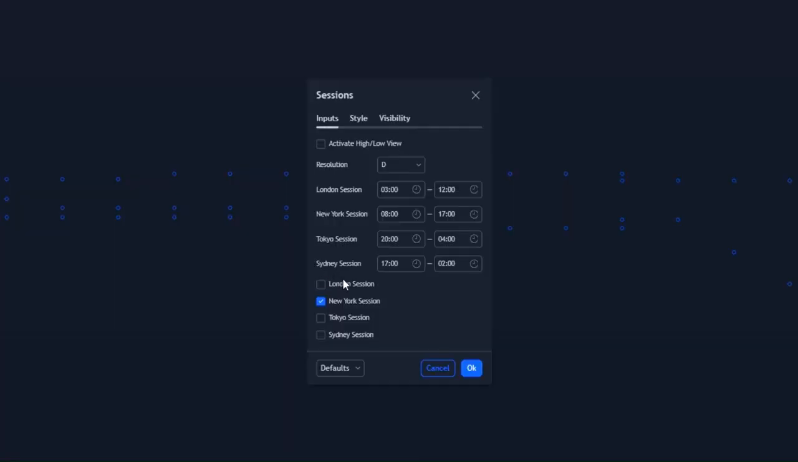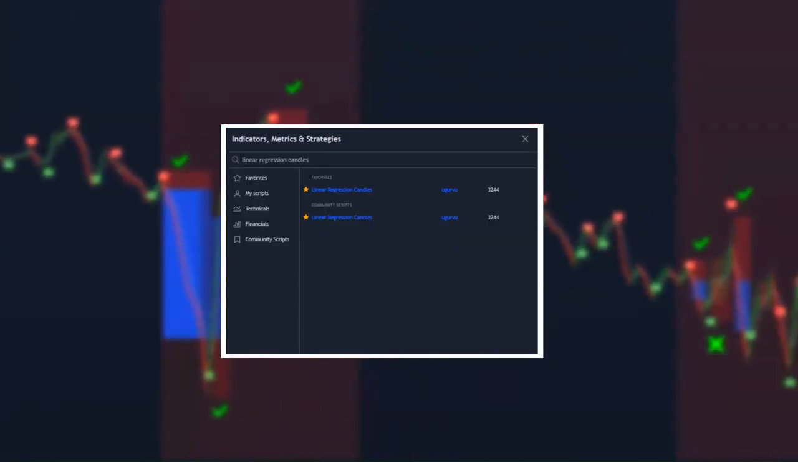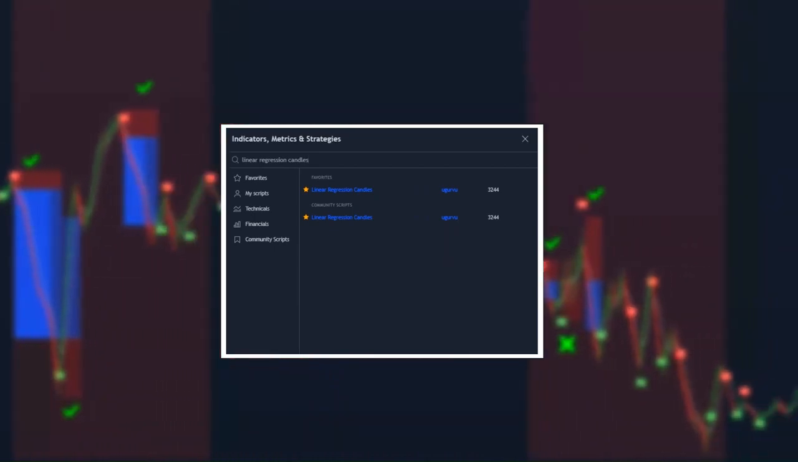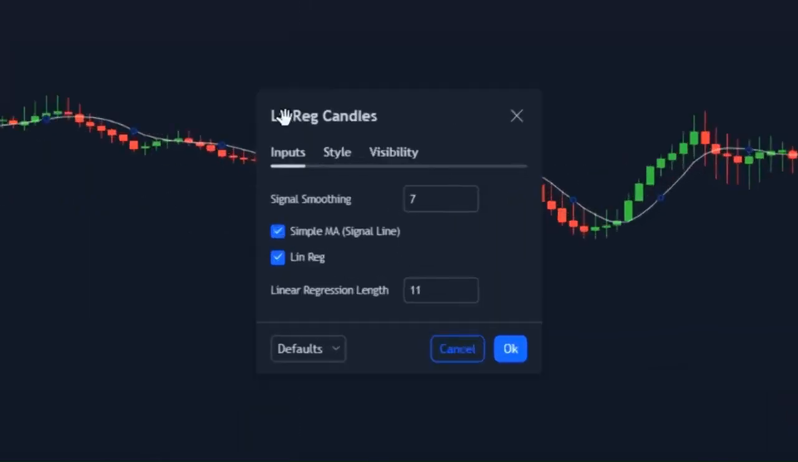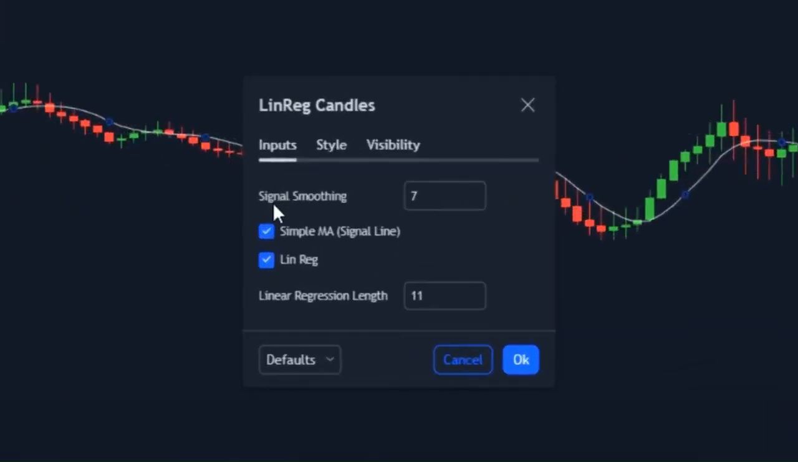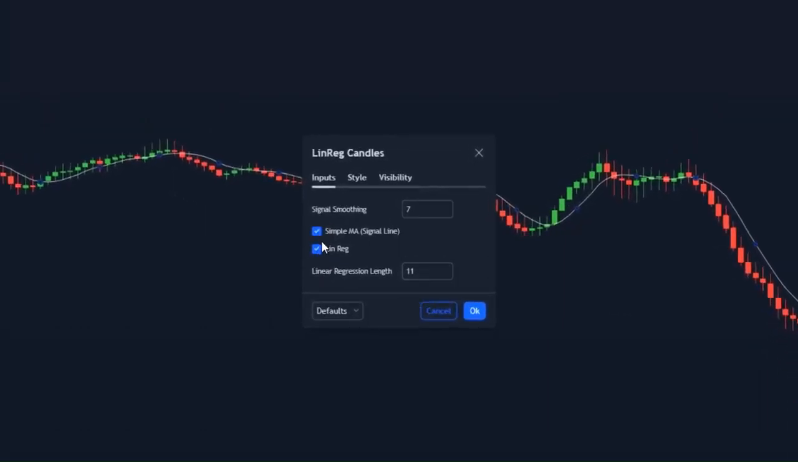Add this one to your chart and then all you have to do is untick London, untick Tokyo and untick Sydney. For our second indicator on this strategy, head up to indicators again and type in Linear Regression Candles. Add this one to your chart and it should look something like this. Now open up the settings for this indicator and change the signal smoothing to 7. The linear regression length should already be set to 11 and leave both of these ticked.